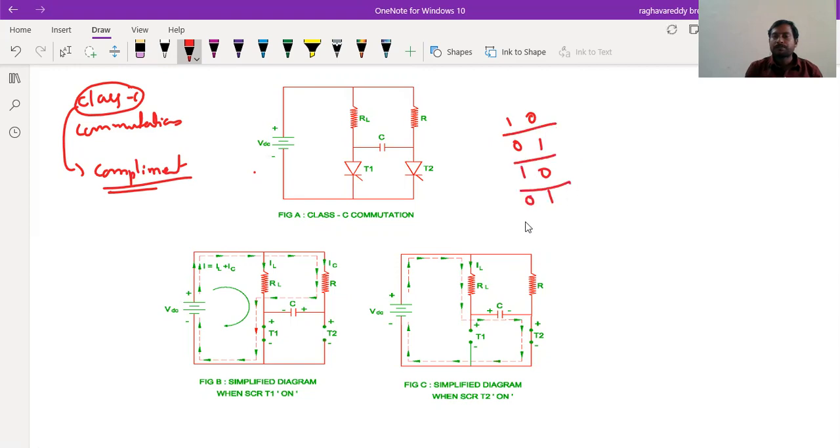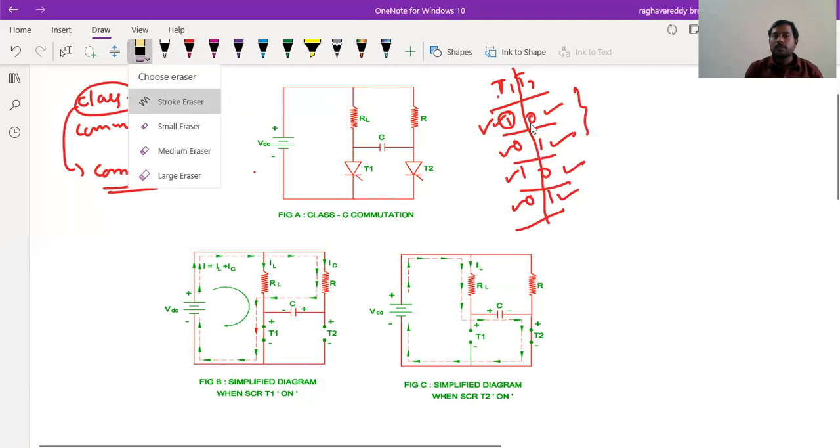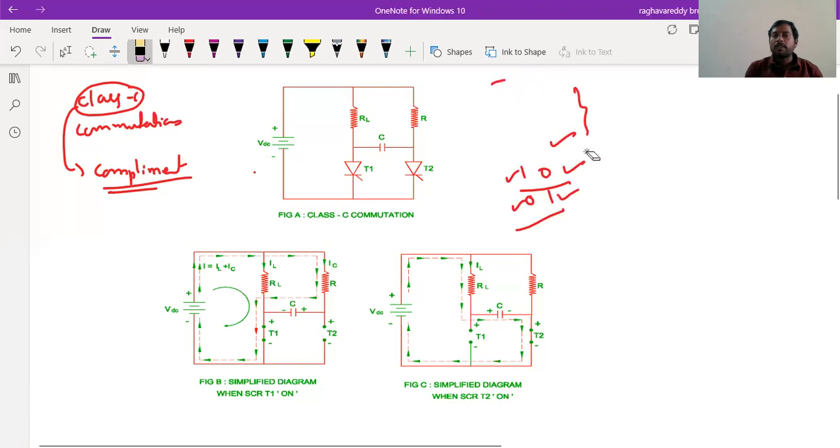Look at this one. This is thyristor T1 and thyristor T2. For example, this is the input. For example, thyristor T1 is on; automatically T2 will be off. If T1 is off, T2 is on. T1 on, T2 off. T1 off, T2 on. Nothing but complement, just like a complementary model. So that is why class C commutation is called complementary commutation.